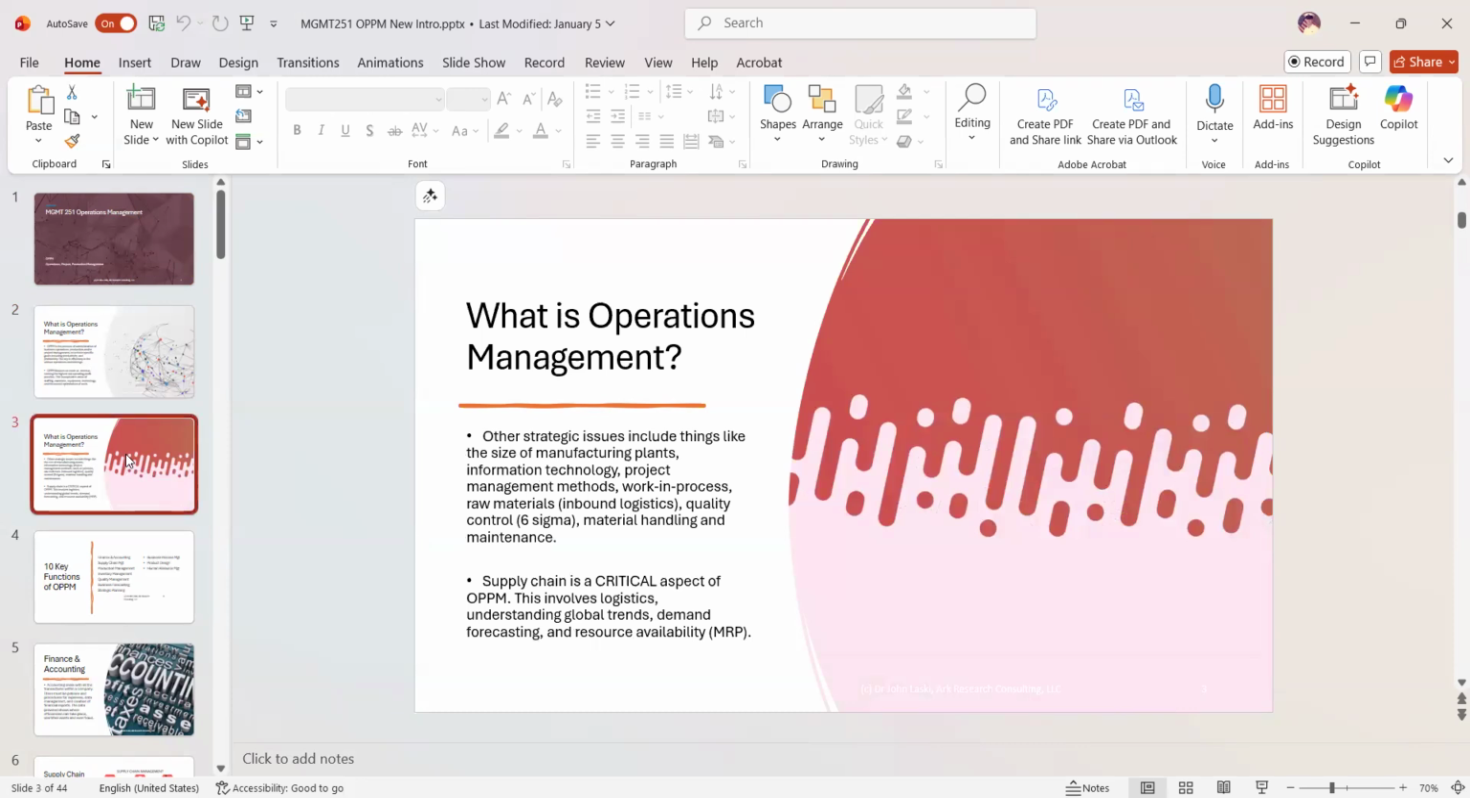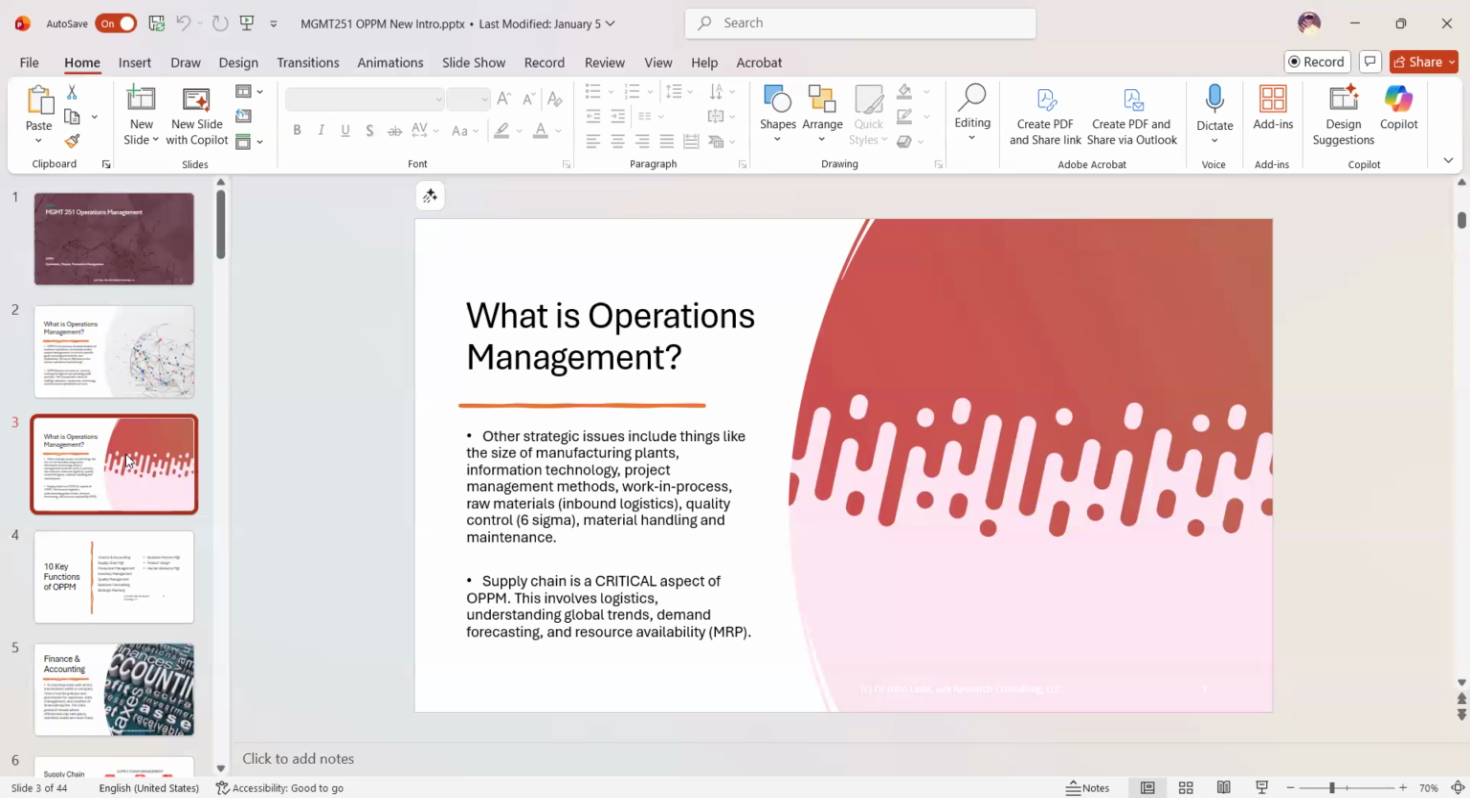Other strategic issues include things like the size of manufacturing plants, or if we're in the service industry, it might be the size of an imaging center, MRIs and things like that. And we look at project management methods, things like work in process, inbound logistics, which may be raw materials, or it may be something different if we're in the service sector. We look at quality, and that is sometimes in terms of overall Kaizen, but also individual Kaizen, meaning the idea of constant improvement and trying to be the best we can. So we talk a little bit about Six Sigma and so forth.